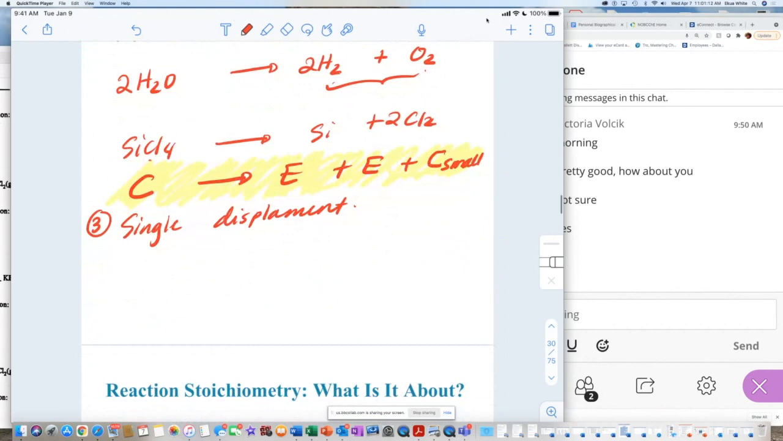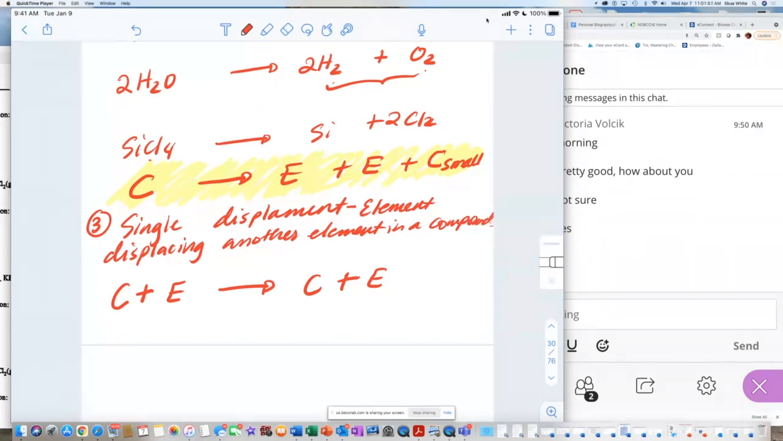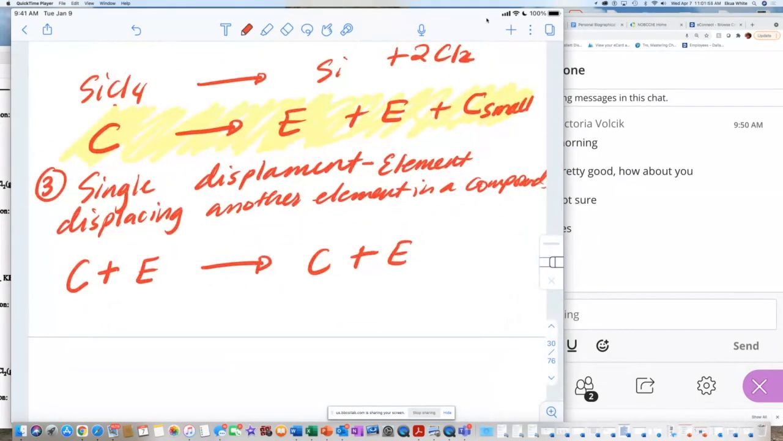Okay. Single displacement. What you're looking for in single displacement is this format here: compound plus element to give you compound plus element. In single displacement, what we see here is an element displacing another element in a compound. So when you're looking for a single displacement reaction, this is the one that I say kind of has a sad story.